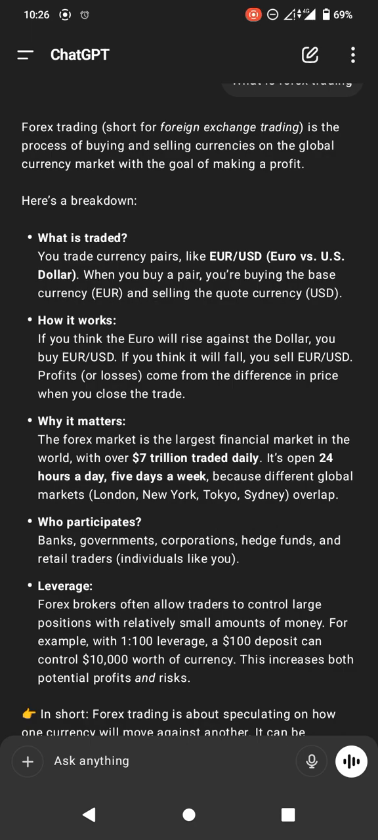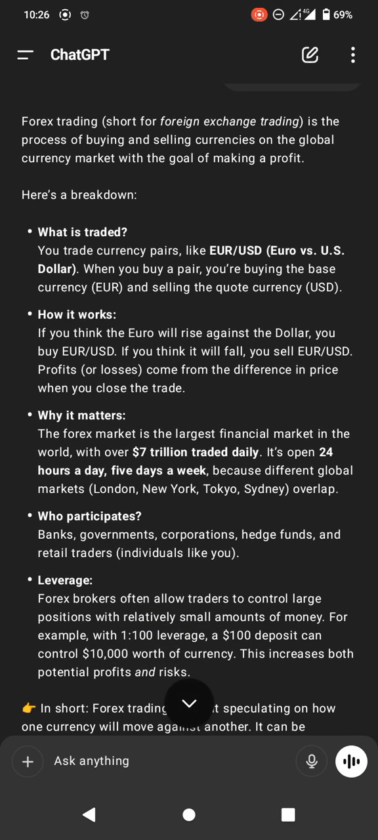Let me give an example. I'm in Nigeria, so we say NGN. Let me pair it with Japan: JPY/NGN, Japanese yen and Nigerian naira. Understand? Any country in the world, you can trade their currency pairs. You just pair it with another country.